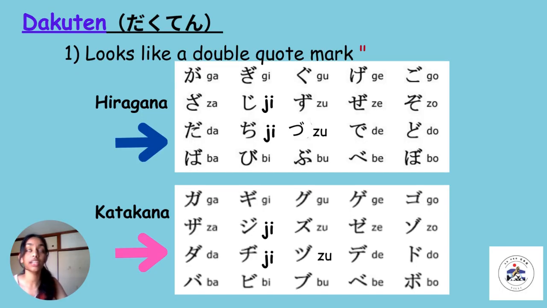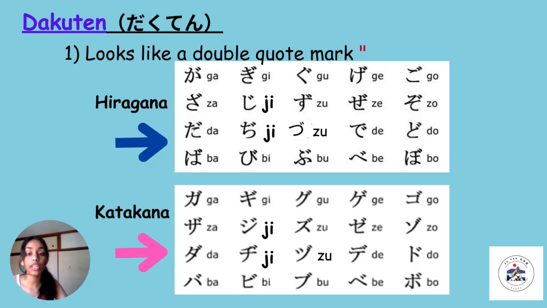It's not sa zi zu ze zo, it's za ji zu ze zo. It's really difficult to pronounce. It's like a tongue twister. And then ta chi tsu te to, it changes to da ji zu de do. It's not da di du de do, it's da ji zu de do. And ha hi fu he ho changes to ba bi bu be bo.